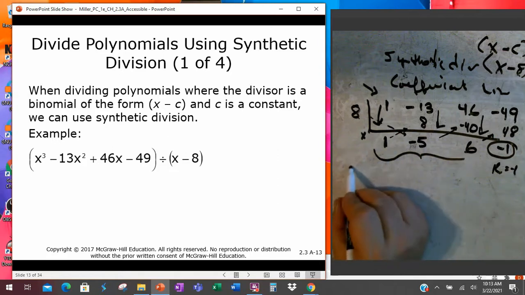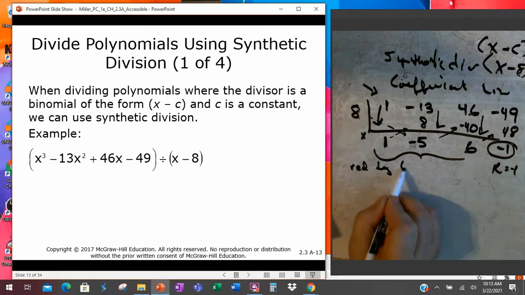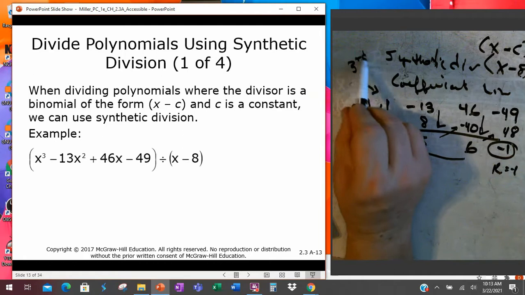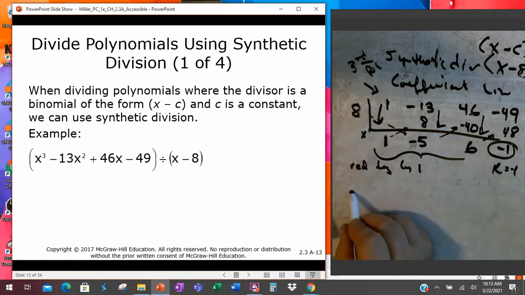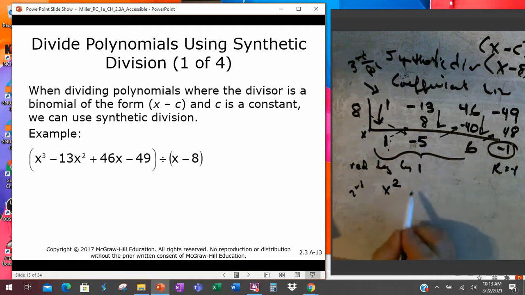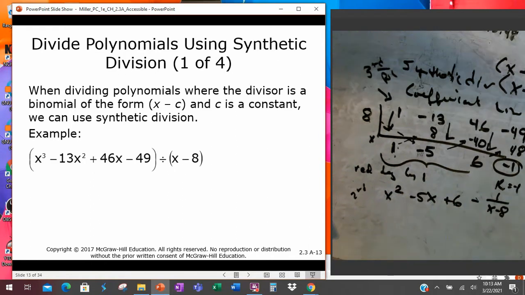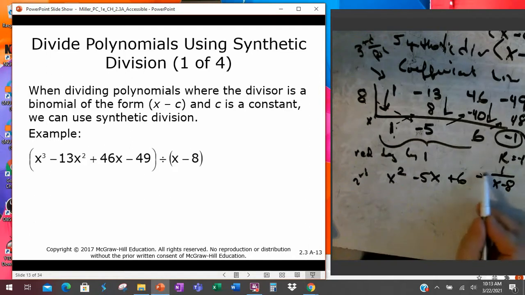And what I do is reduce degree by 1. So if I started out with a 3rd degree, this was a 3rd degree polynomial, I'm going to reduce to a 2nd degree. And these are the coefficients. X squared minus 5x plus 6. And if I'm doing the division, this is minus, I'm going to use that minus out front, 1 over x minus 8, or plus negative 1 over x minus 8. We try to reduce the number of signs between these two.